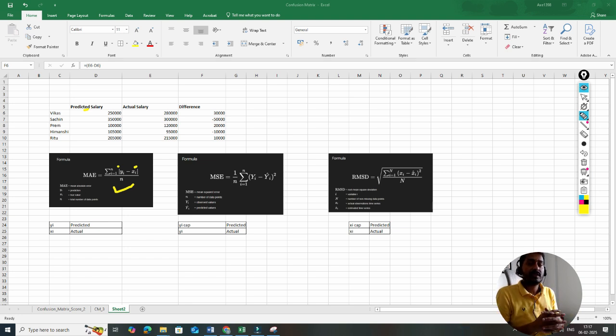So a few statisticians, data scientists and machine learning engineers thought that we should penalize the model less, because if you calculate the mean absolute error and then the mean square error, there is a huge difference: one is a simple absolute difference, another is a square of the difference. So that becomes a huge value.